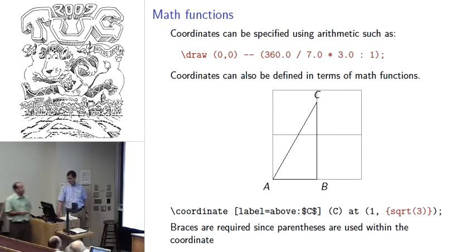A simple little example, we've already seen a few where we're just using some arithmetic. Coordinates could also use our math functions. So here we're just going to define this length using the square root of 3. And since we have parentheses inside here, we have to put the curly braces around it so that it understands we're talking about mathematics and not trying to refer to another coordinate that happens to be named 3.